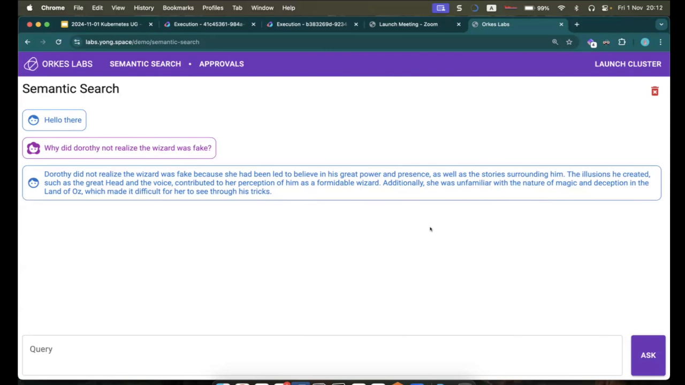Yes. So Orkes Conductor is basically managed Conductor. Under the hood it is built on top of the open source Netflix Conductor.